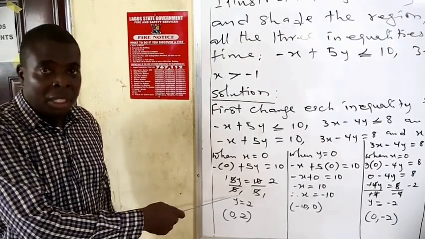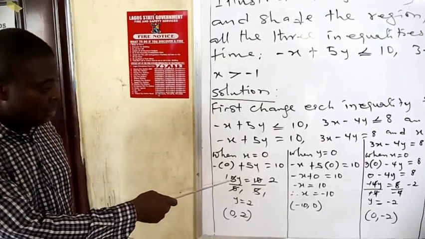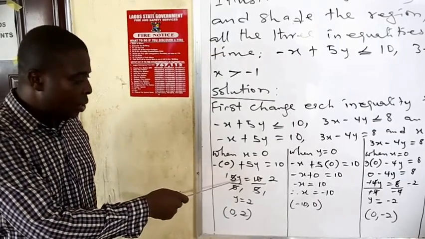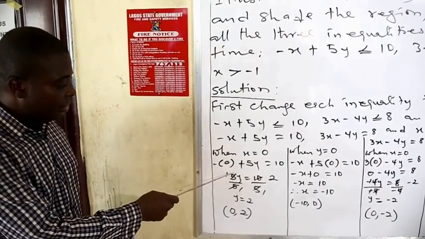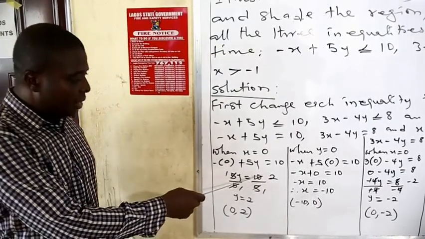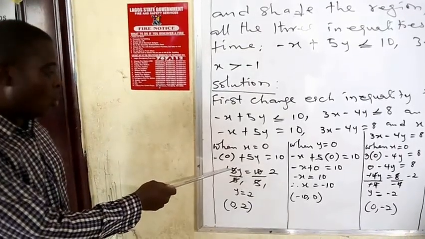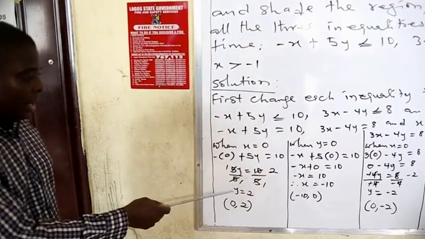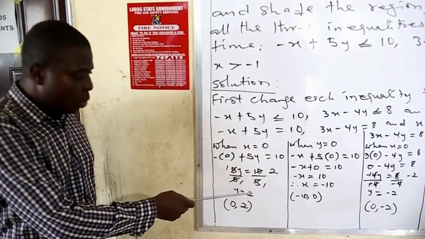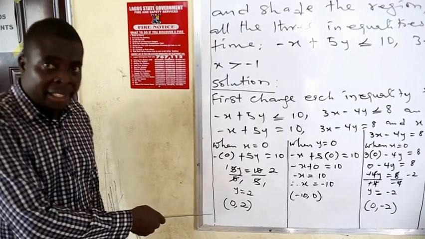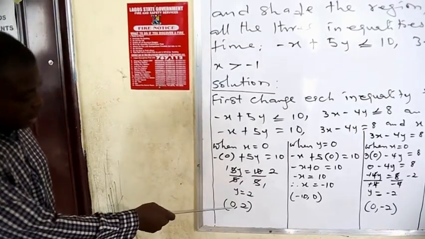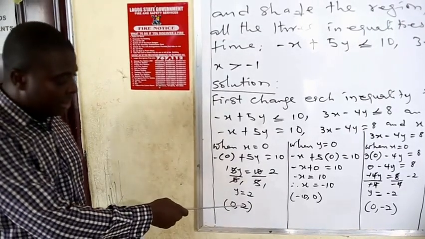So the next thing is to divide both sides by the coefficient of y, which is 5. So 5 into 5, 1. 5 divides 10 will give us 2. So we are left with y, that is 1 times y, which simply gives us y is equal to 2. So at this point, when x is equal to 0, the corresponding value of y is 2.